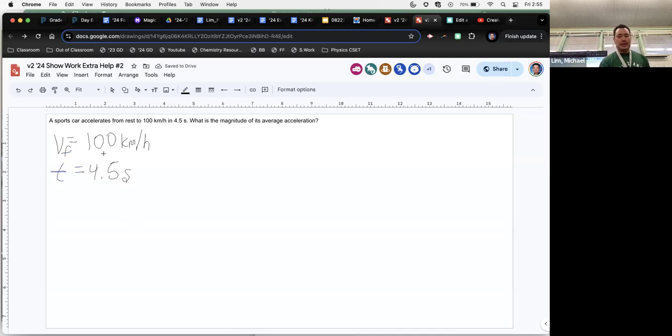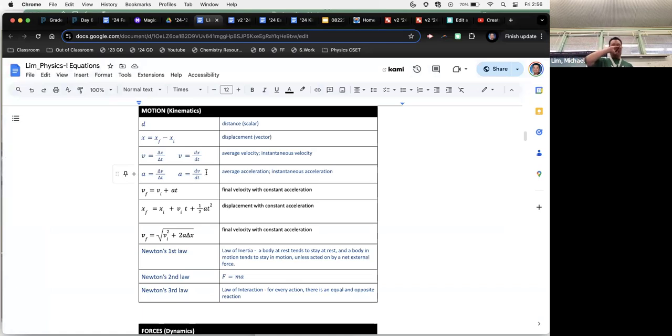And now we're going to look at what we're asked for. Emiliano, what are we asked for? Average acceleration. What letter should we use? A. Okay. Everyone, we're looking for A. So in this problem, we don't need to find X. We don't even need to mess with X. We're just going to look for A using V and T. Emiliano, flip over your packet and see where there is an equation that helps us find A with V and T. Yeah, it's on the second page.